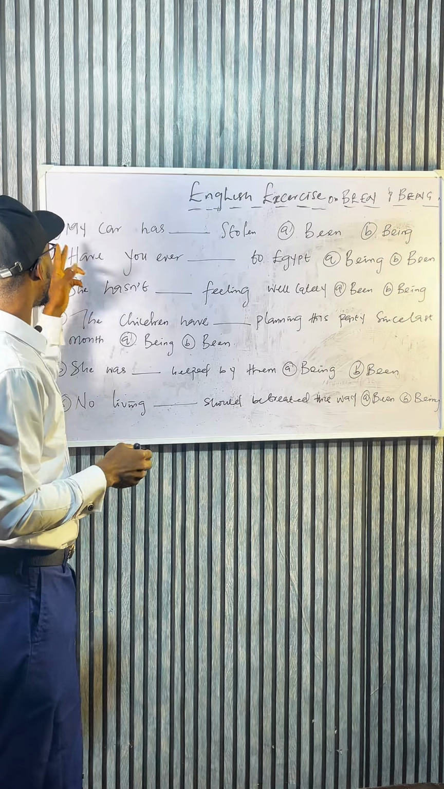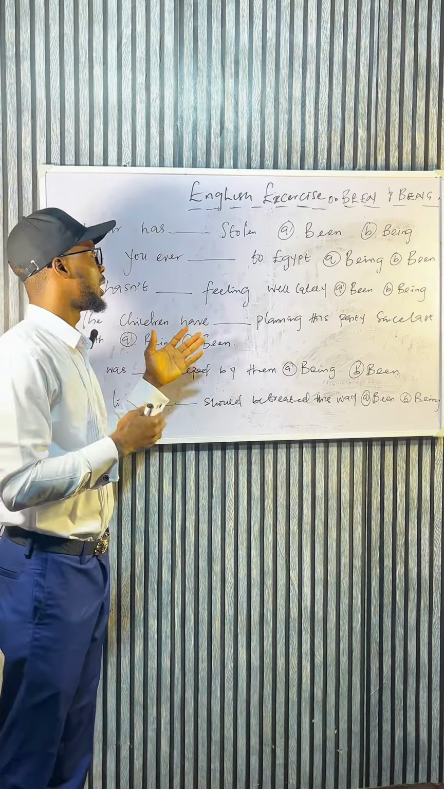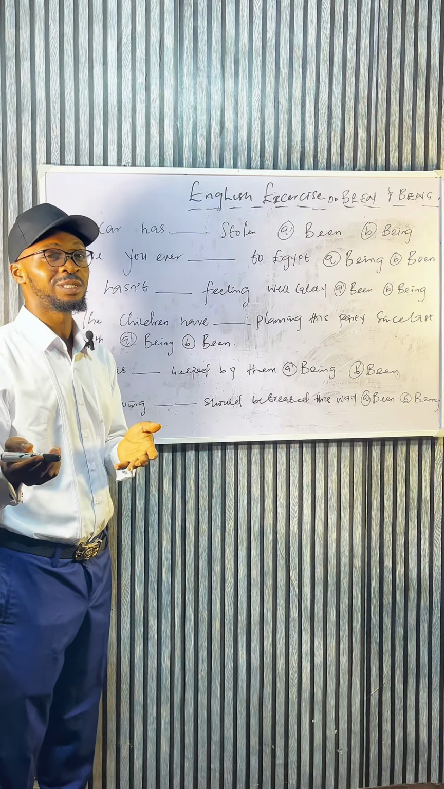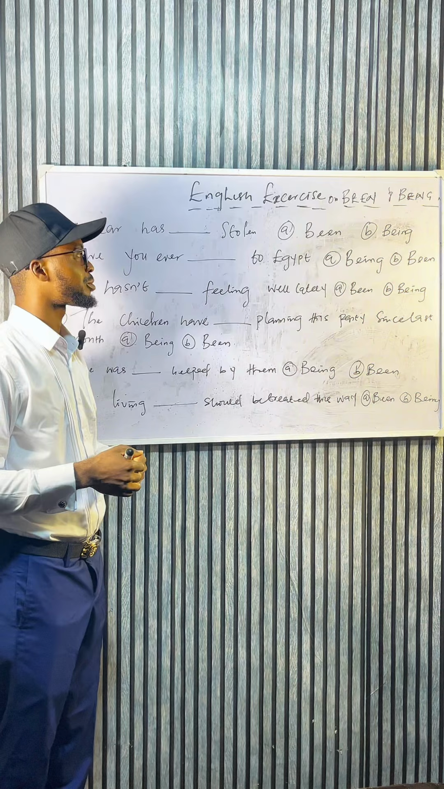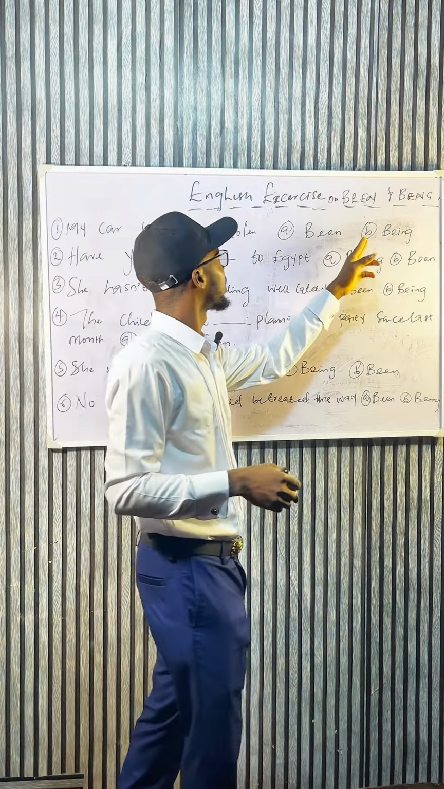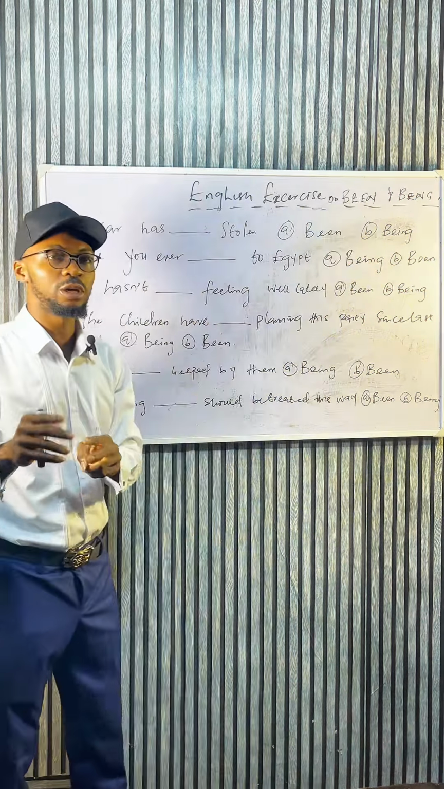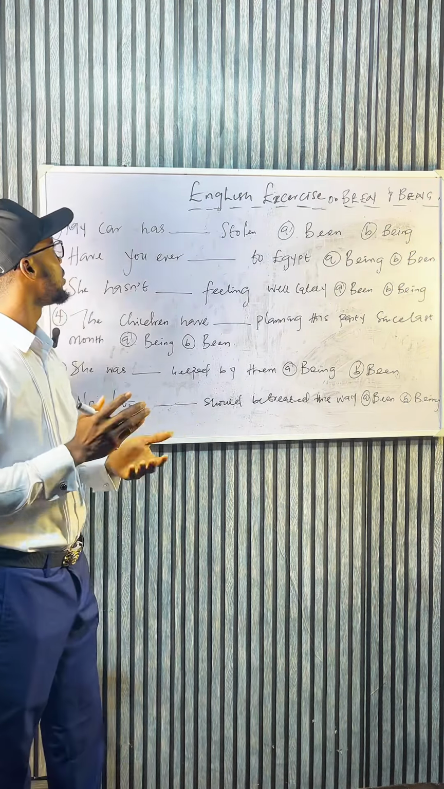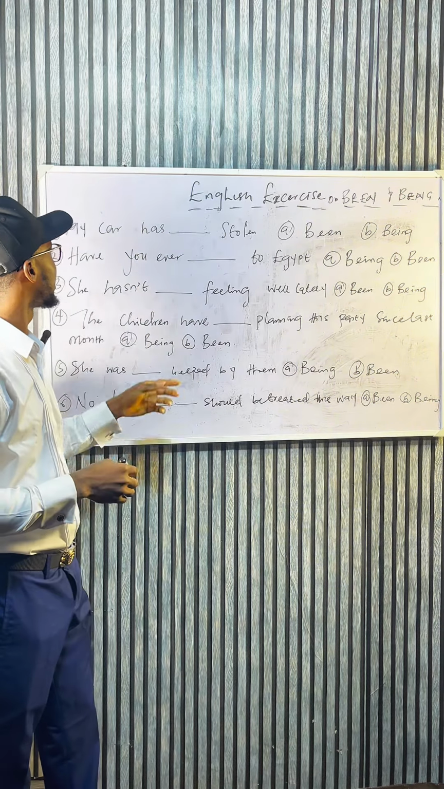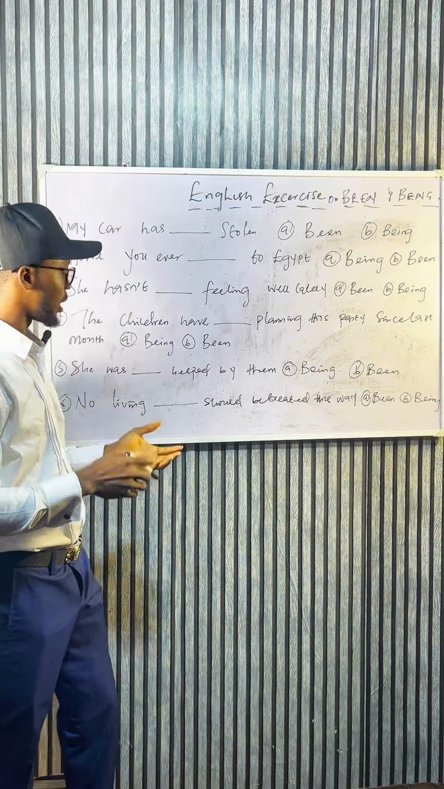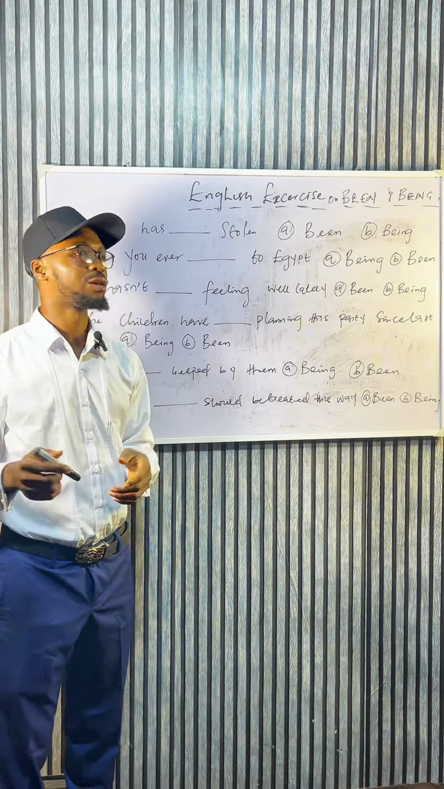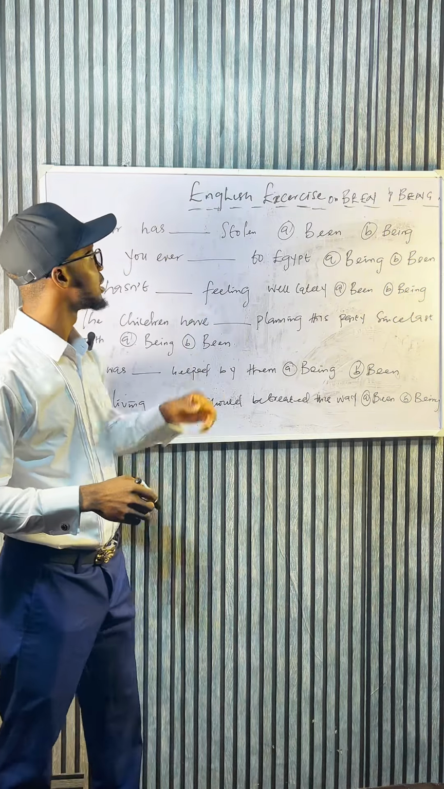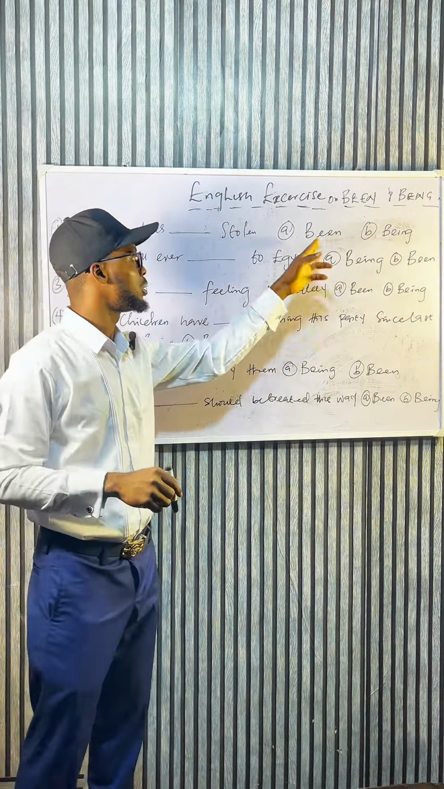But let's dive in. Before I analyze the exercise, I will give you the rules guiding them. Like I always say, I don't just tell you how to do it, I give you the solution. Before you use "been", B-double-E-N, you have to see "has", "have", or "had". Let me recap: you have to find "has", "have", or "had" before you use "been".